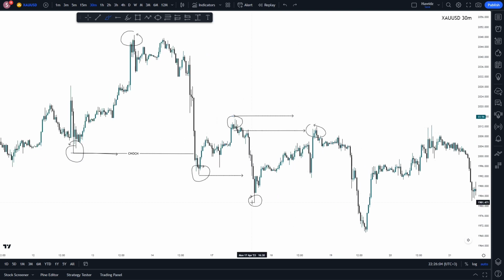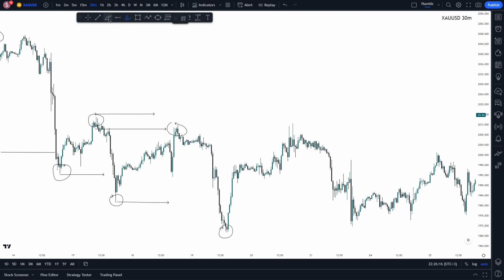Price just broke off again and created a lower low. And from this lower low, price made this pullback again and created this right here as the lower high into this area of supply here.